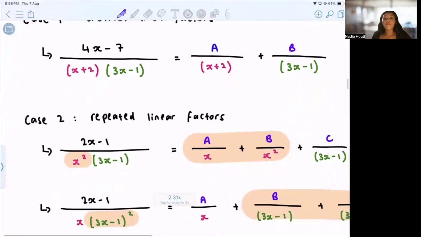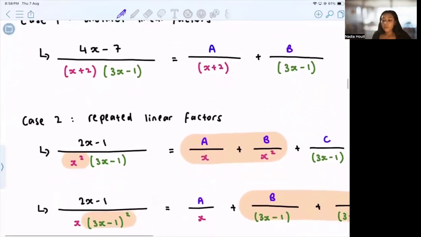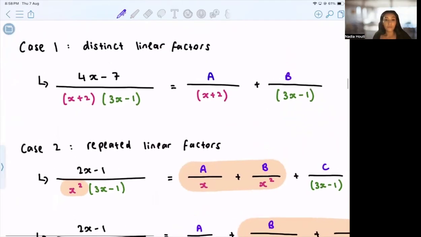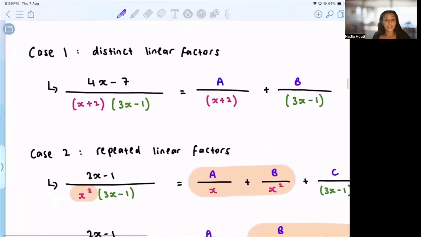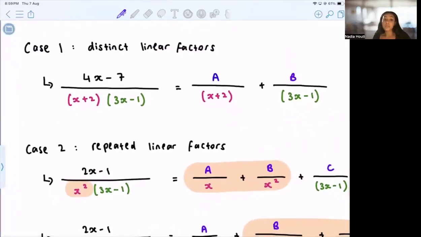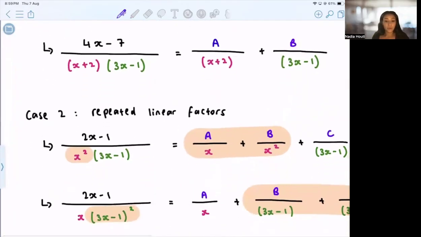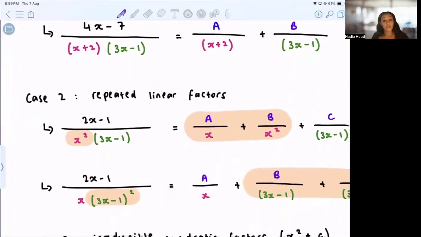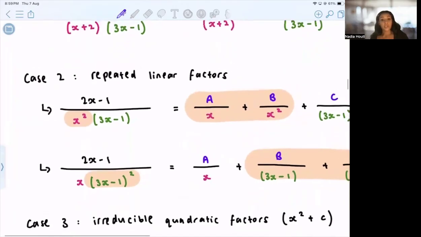Case 2 is when you have repeated linear factors. Similar to case 1, the factors are still linear, but they are repeated. Let's look at the example for it to look more clear. When you repeat something, it means you are multiplying it by itself. In math, that's what repeated factors mean. So if you have one linear factor but you repeat it, you multiply it by itself, it isn't linear anymore, technically. You get something like a quadratic.